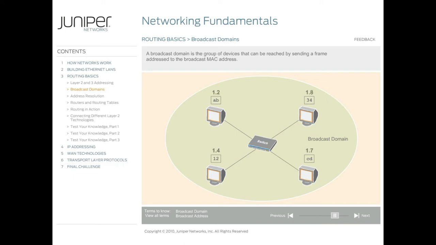Each device in a broadcast domain has the same network portion of their Layer 3 address, and each has a unique host number. In the network shown on screen, the broadcast domain consists of all PCs connected to the Ethernet switch. If PC 1.2 sends a Layer 2 broadcast, the switch forwards this frame to all other PCs.